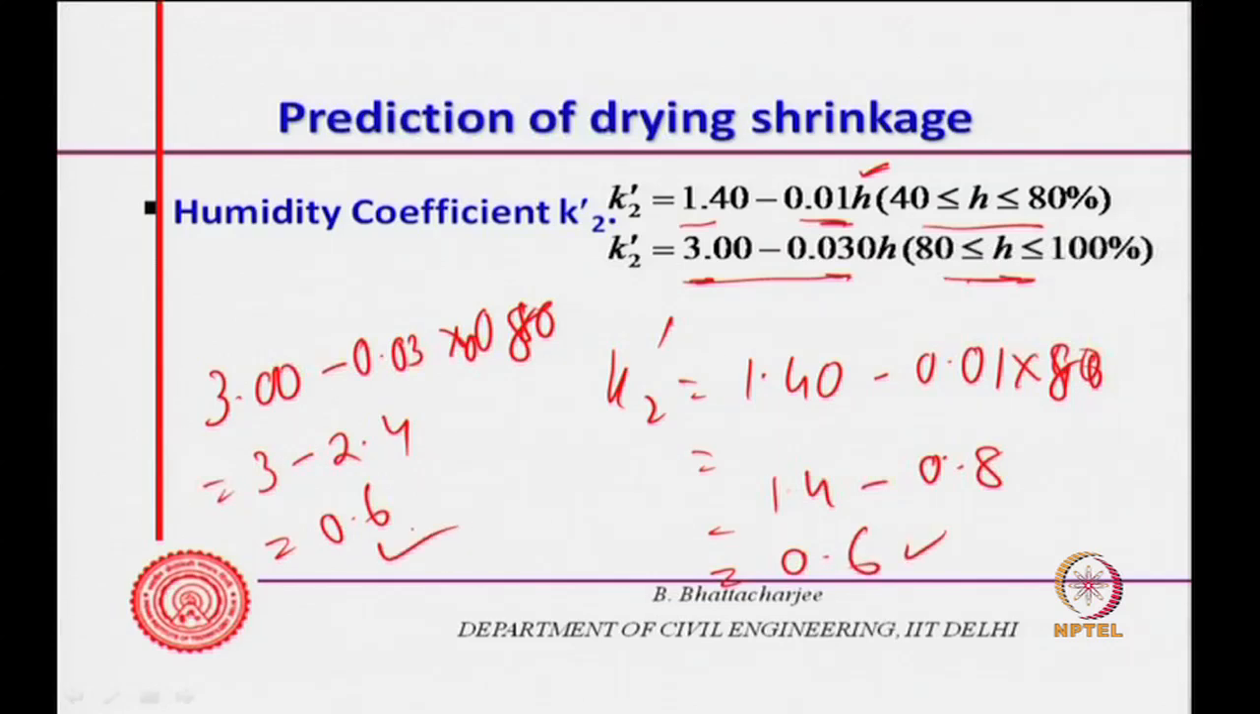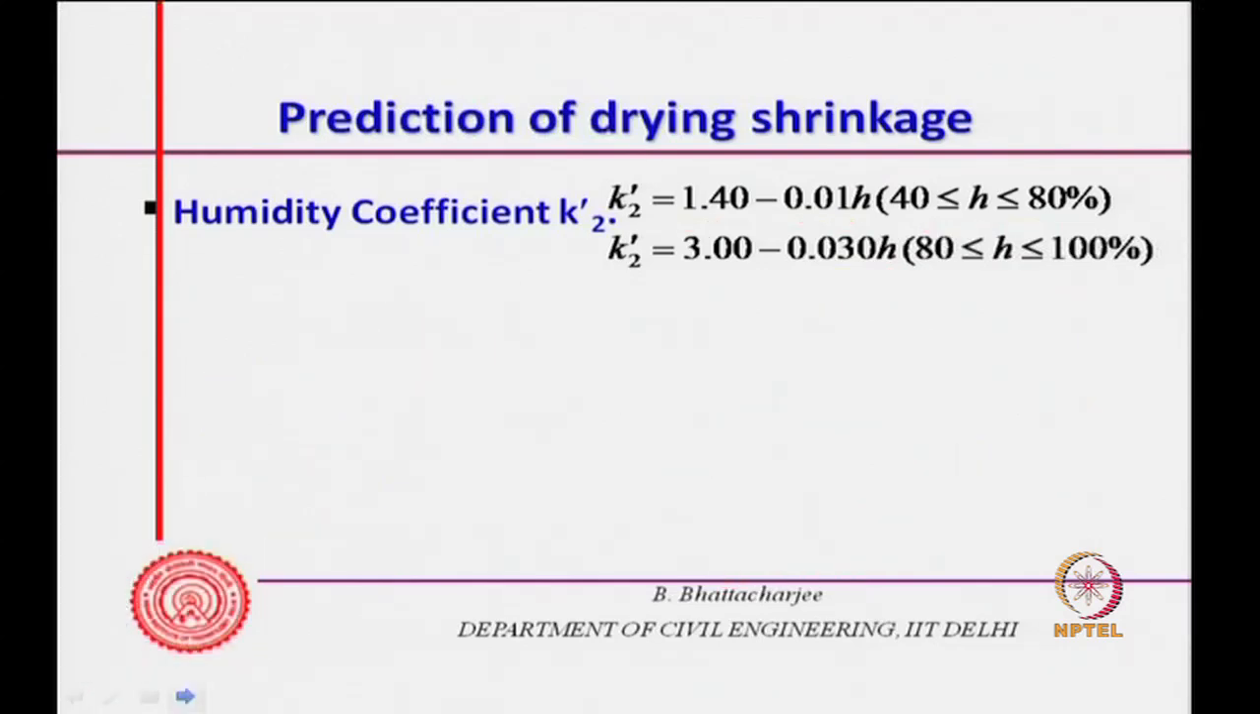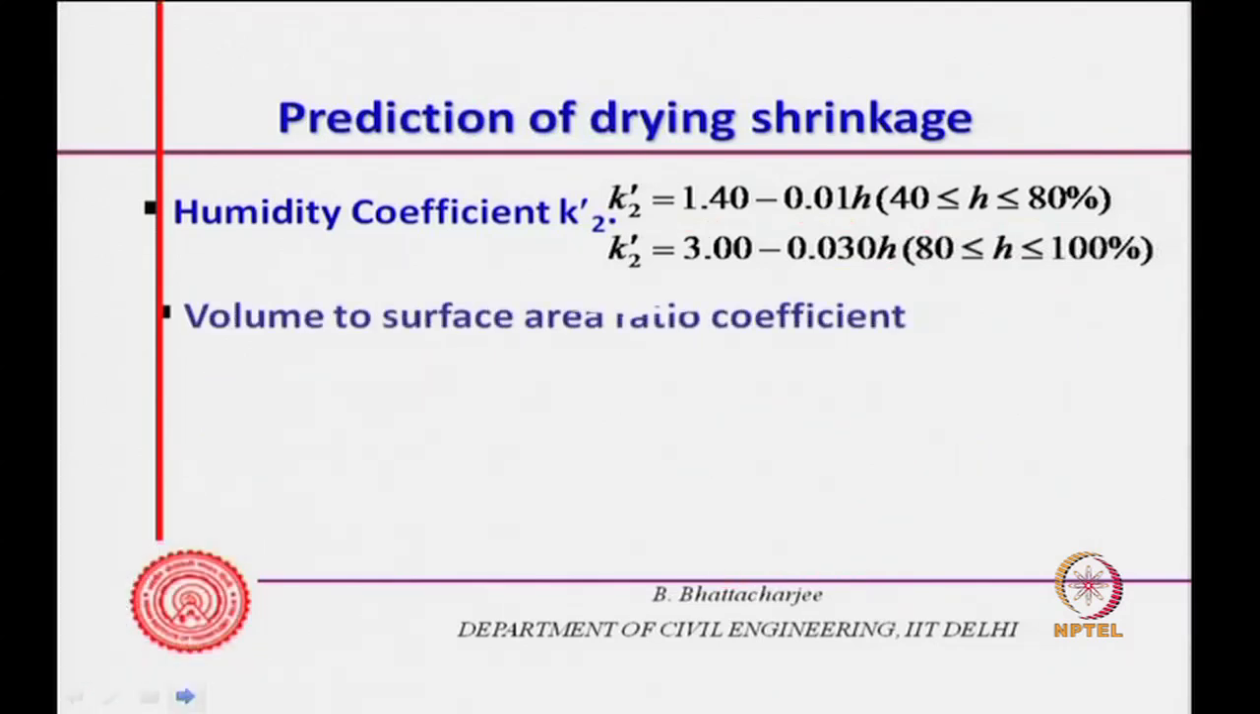So, from both the formulas you get it, because here the multiplying factor is more, right. So, this value is more, but this multiplying factor is more. For example, if you have 100, then this will be simply 0. If you put H equal to 100, then it is simply 0. So, actually there is no shrinkage if it is 100% relative humidity. So, this is a factor related to relative humidity.